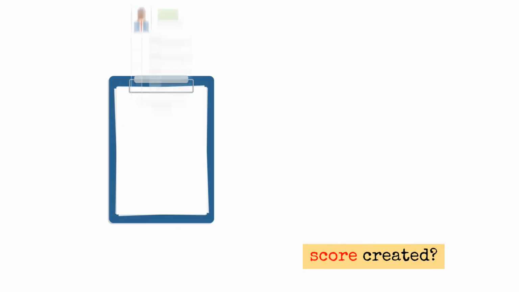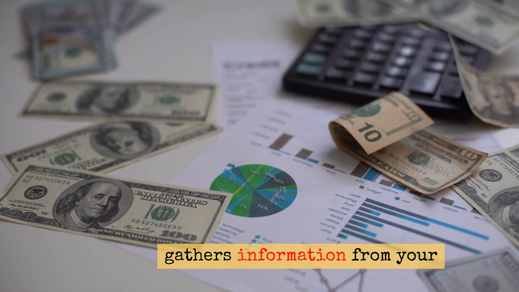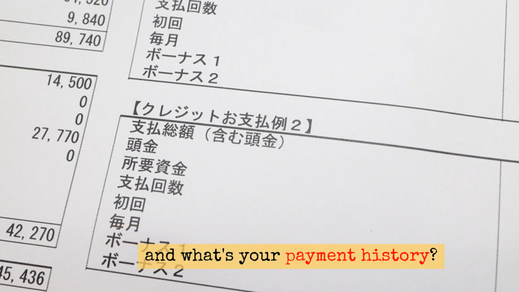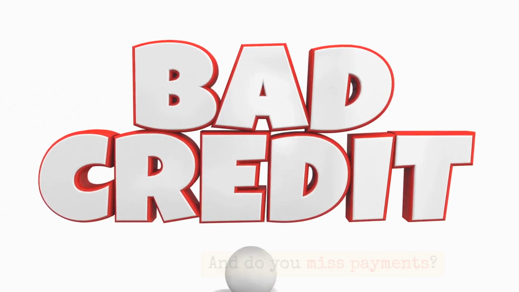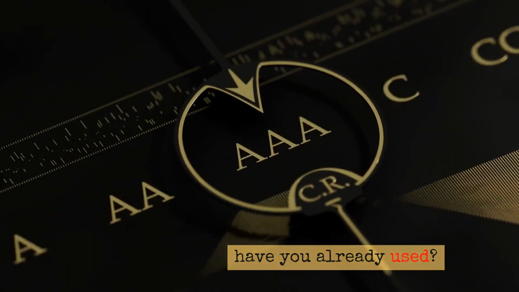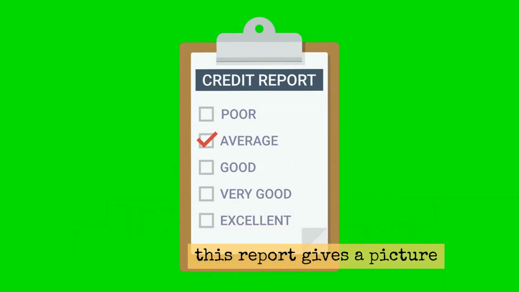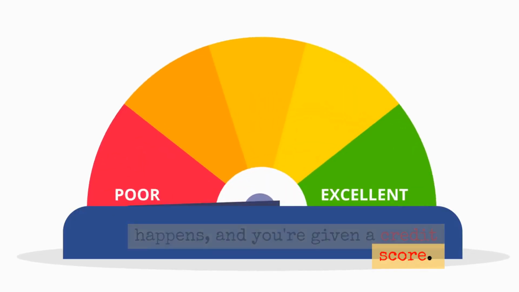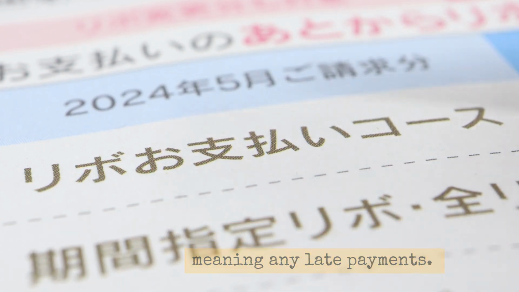So how is your credit report and credit score created? First, your credit report is created when a credit reporting company gathers information from your credit history. What loans or credit cards do you have, and what's your payment history? Have you paid them on time? Do you pay late? And do you miss payments? And how much of your available credit have you already used? Then they take this information and consolidate it into a credit report, and this report gives a picture into how you manage debt. Then from this report, a calculation happens, and you're given a credit score. This calculation depends on 5 main factors. Factor 1, your payment history, meaning any late payments.